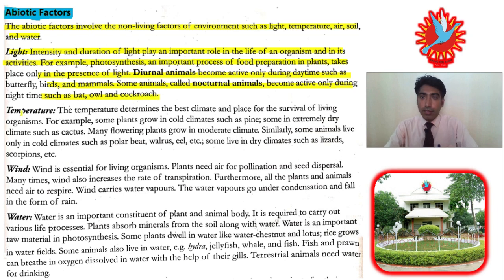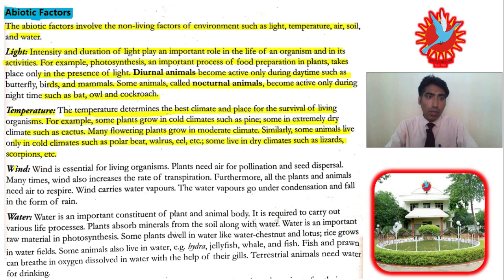Okay, next abiotic factor is temperature. Temperature plays a very important role for everybody's life. The temperature determines the best climate and place for the survival of living organisms. For example, some plants grow in cold climate, such as pine, some in extreme dry climate such as cactus. Many flowering plants grow in moderate climate. Similarly, some animals live only in cold climate such as polar bears, walruses, eels, etc. Some live in a dry climate such as lizards or scorpions.